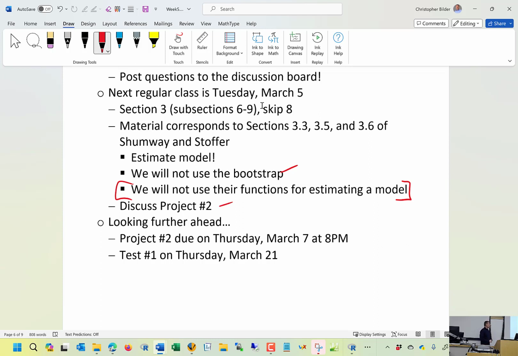We'll probably talk a little bit more about project number 2 on March 5th as well. The project is due Thursday, March 7th at 8 p.m. And take a look at this test day. So 1 week from tomorrow. 1 week. It's 1 month from tomorrow. Okay, so it's coming up. Do note that obviously we have this 1 week off because of my conference. We also have spring break off. So there isn't that much more material left before test number 1. Okay. Are there any questions? Okay, and that's it for today.